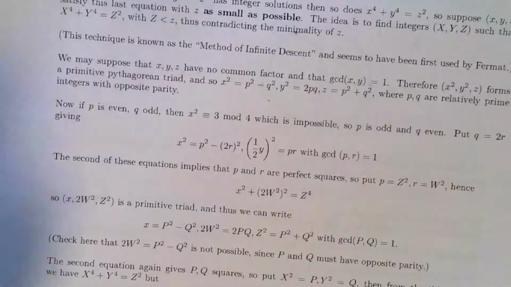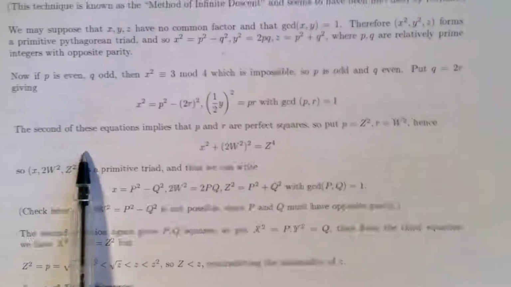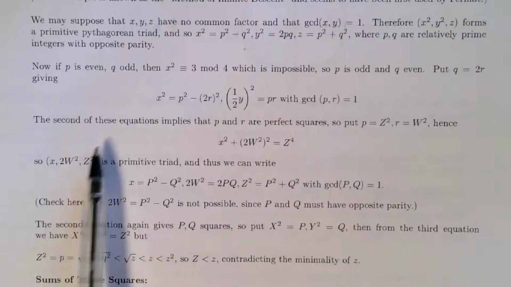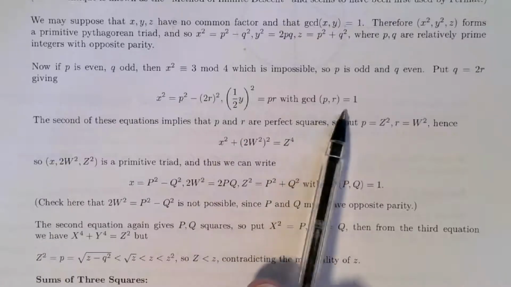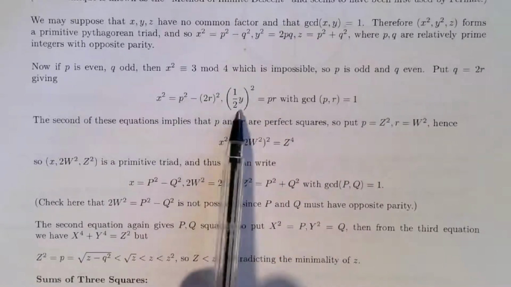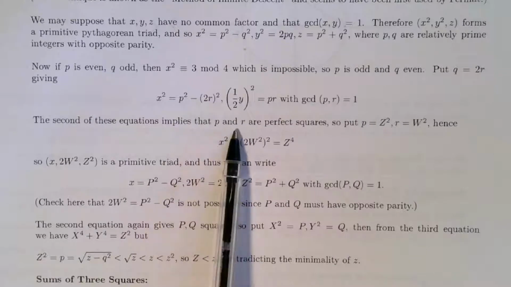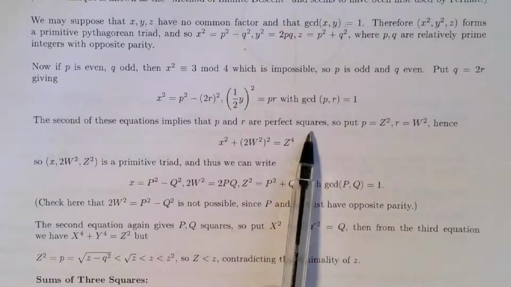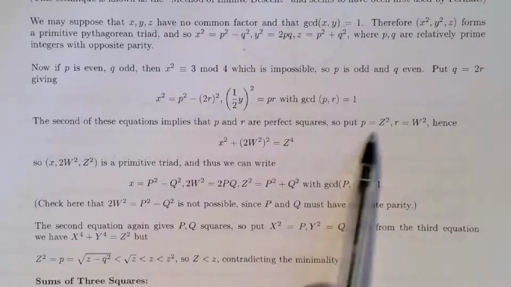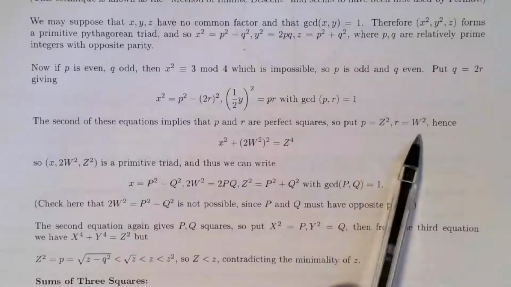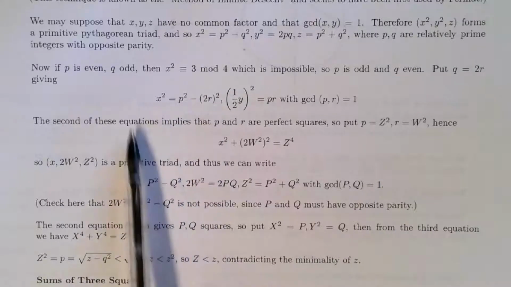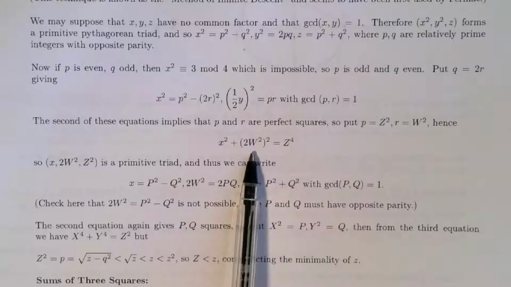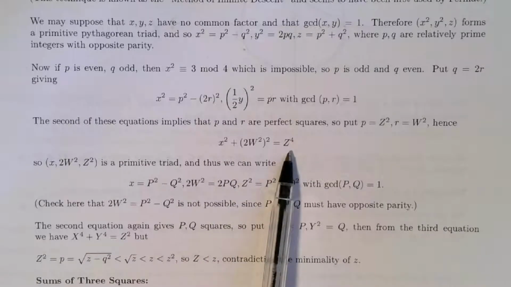Now this second equation implies that p and r have no common factor, and the product is a square, so each of these numbers is itself a perfect square. So I can put p as capital Z squared, r as capital W squared. Okay, and now I can plug that back into this first equation, so I get x squared plus 2W squared squared is Z to the 4th.